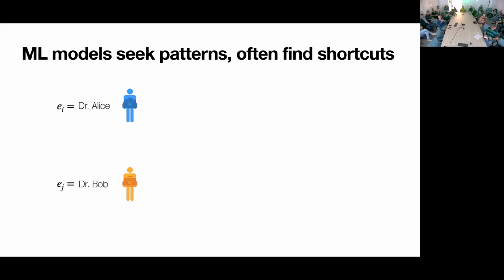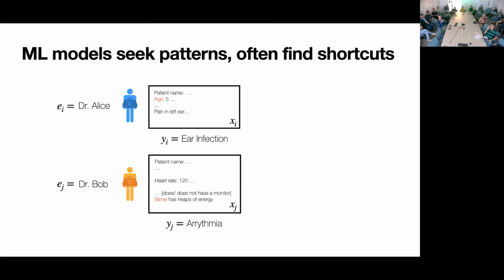All right, so let's imagine two of the doctors within this hospital. We have Dr. Alice and Dr. Bob, indexed as i and j. They are different in two aspects that are interesting for us. First, they receive a different distribution of patients, and we can discuss later on why this is happening. Another important thing is that they write notes in a different way.